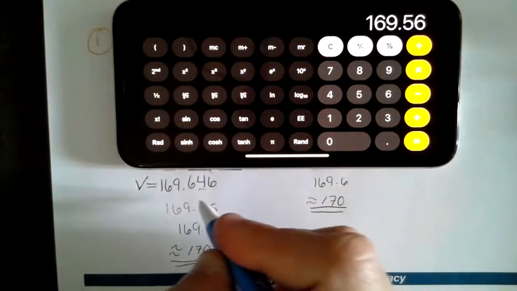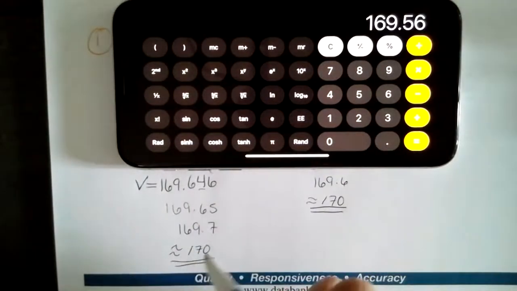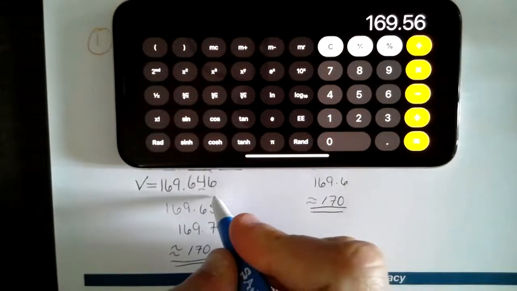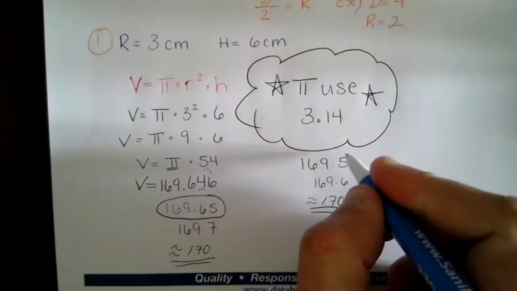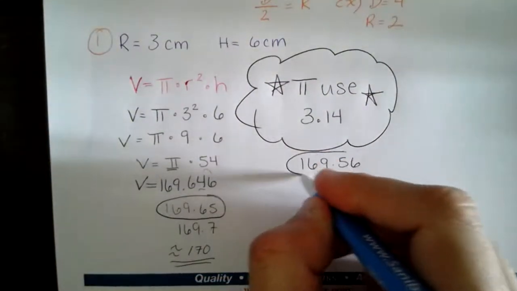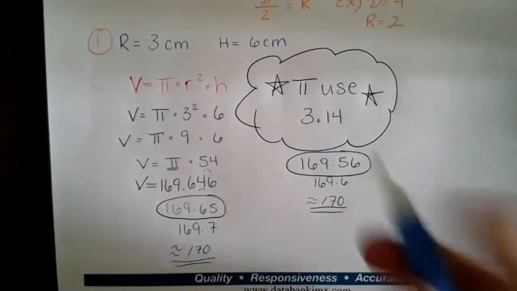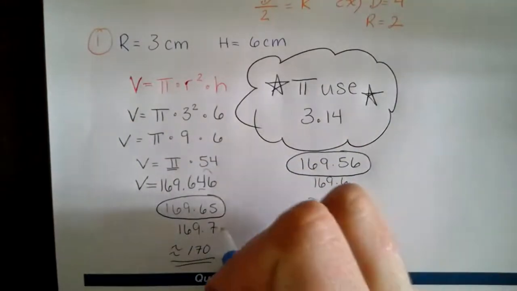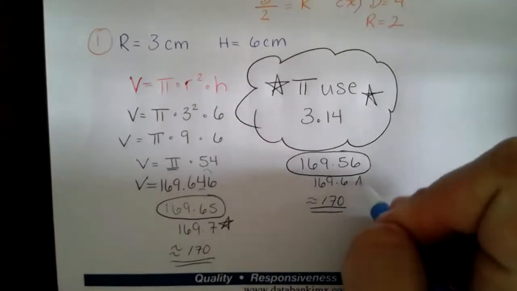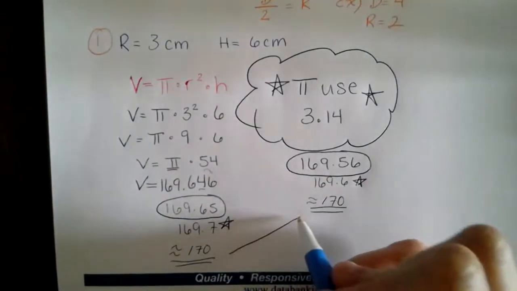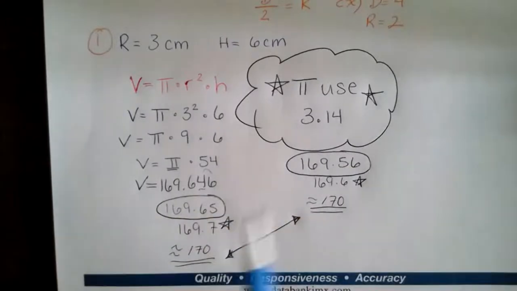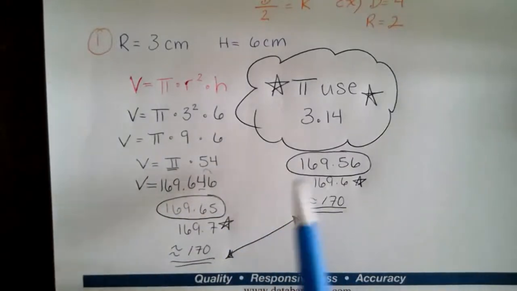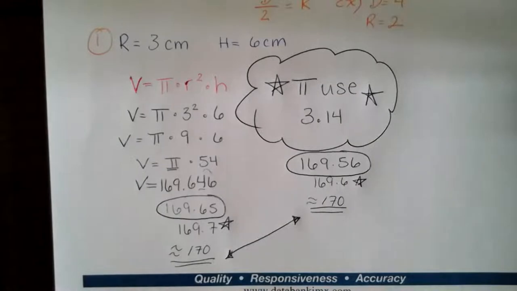You could either have placed, you know, again, if we had to ask you to go to two spots after the decimal, you could have said 169.65, or for some of us who don't use the scientific or the fancy calculator, 169.56, right? If we wanted rounded to the nearest one decimal, you could have said 169.7 or 169.6, or to the nearest whole number, you could have said 170. So as long as your answer is close to these two, totally fine.